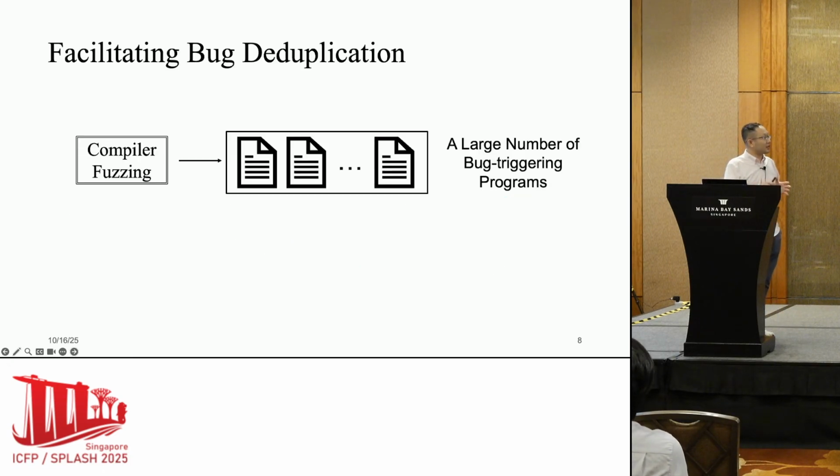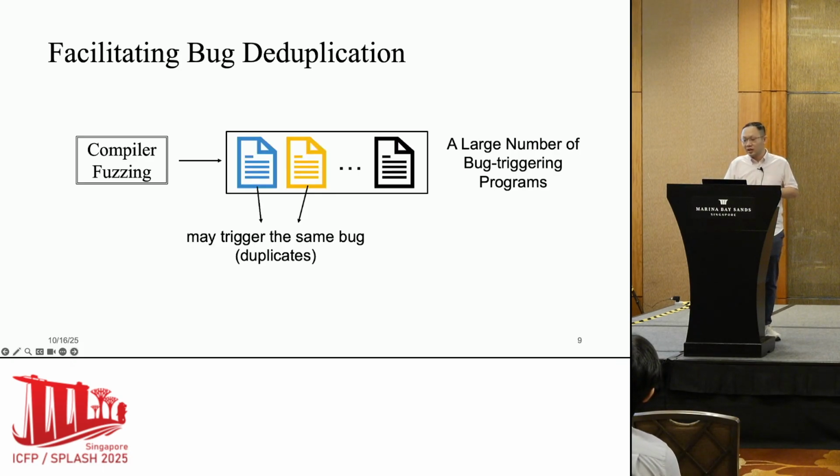However, minimization is not all about program reduction. Another application of program reduction is to facilitate bug deduplication. During the compiler testing process, a large number of bug-triggering programs can be generated, maybe thousands of them. We cannot directly give all of them to developers because many of them trigger the same bug. In other words, they are duplicate bug-triggering programs.